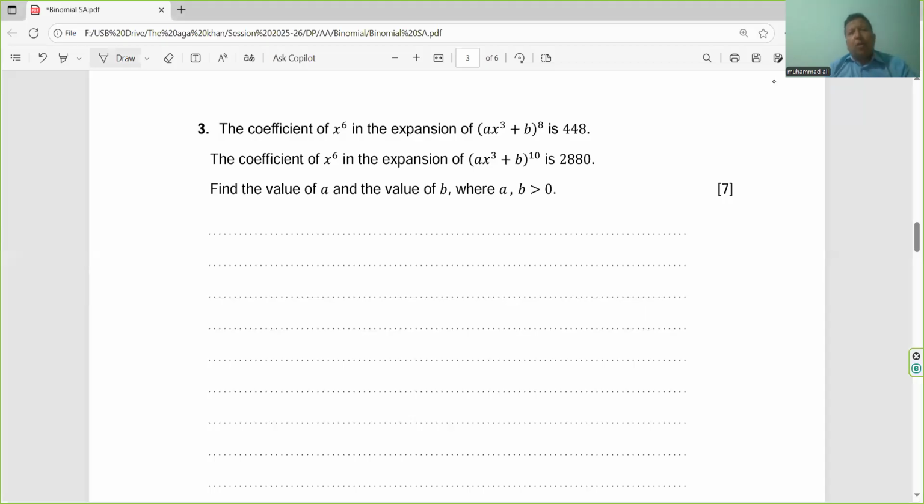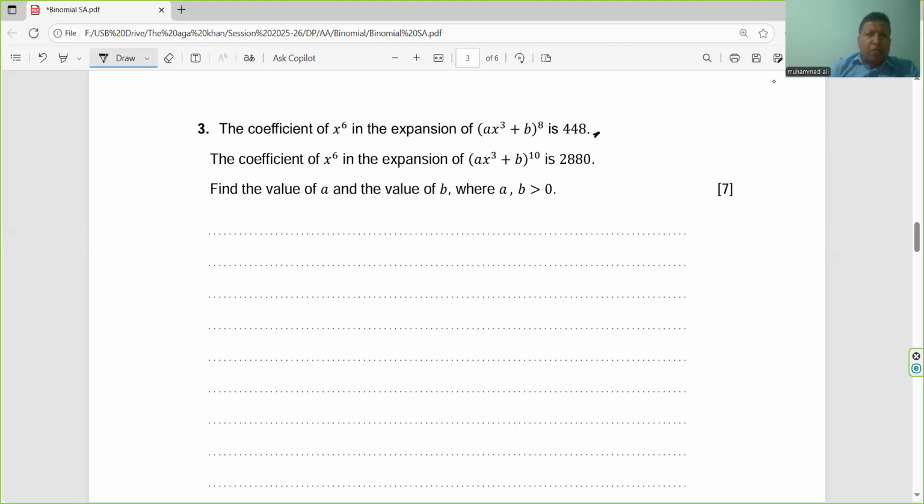Question number 3. The coefficient of x to the power 6 in the expansion of (ax^3 + b)^8 is 448. The coefficient of x to the power 6 in the expansion of (ax^3 + b)^10 is 2880. Find the value of a and the value of b, where a and b are positive.